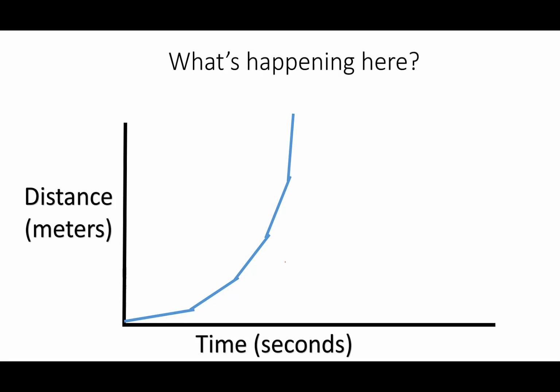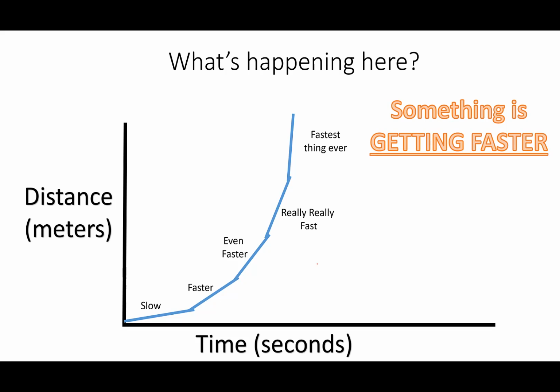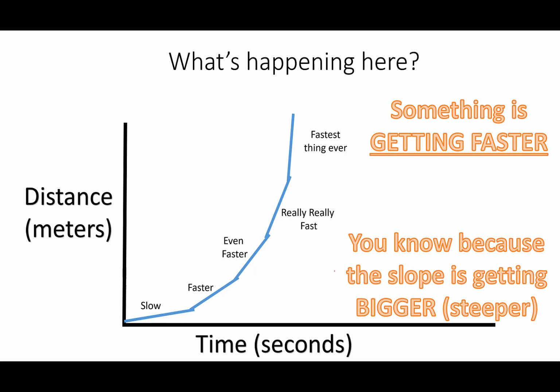This is the last thing we're going to do, and it's about how to combine these sort of snapshots into a smooth curve. What's happening here? Well, this is a low slope, so it's slow at the beginning. Then it gets a little faster, then even faster, then even faster, and then it's the fastest thing ever, right? So this is a graph of something speeding up. So you know the slope is getting bigger because it starts off like this and it ends up like this.